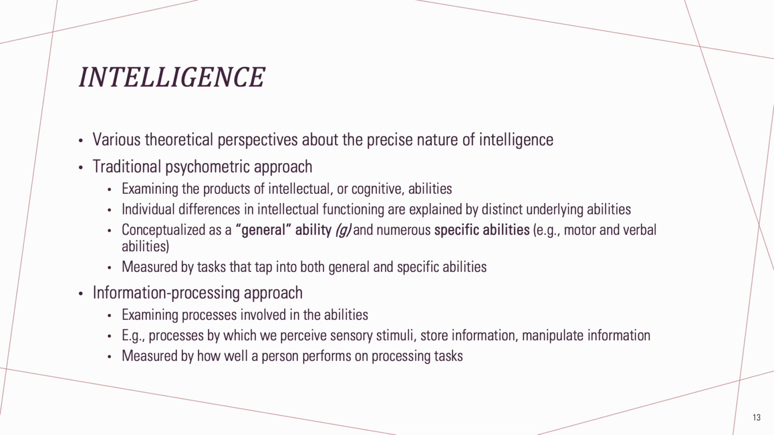On the other hand, we have this information processing approach, which is really popular among cognitive psychologists, and it's also, I think, a newer approach, or not aligned with the traditional psychometric approach. And this focuses less on individual differences of cognitive abilities, but rather looks at the processes involved in the abilities. So instead of just looking at the general ability or specific abilities, the information processing approach really is looking at the processes by which we perceive things like sensory stimuli, store information, and manipulate information.